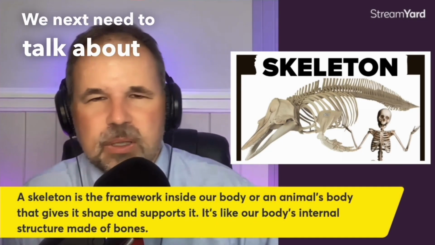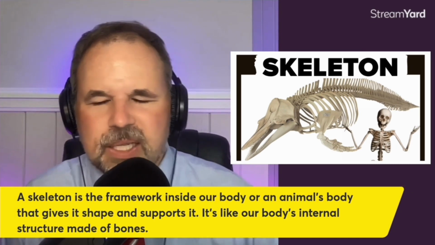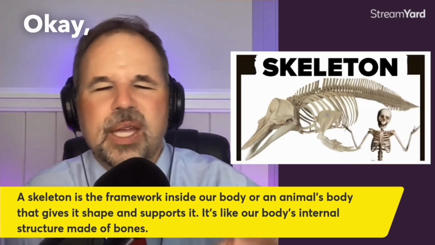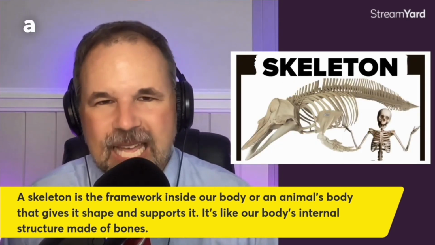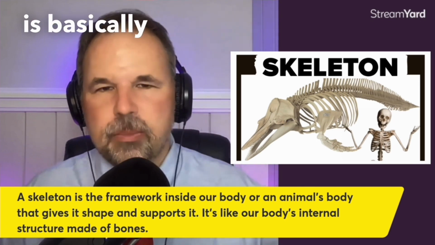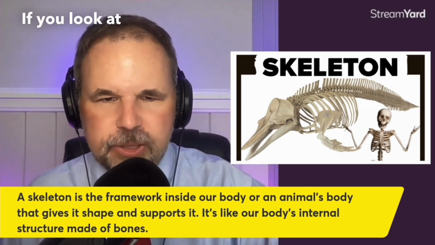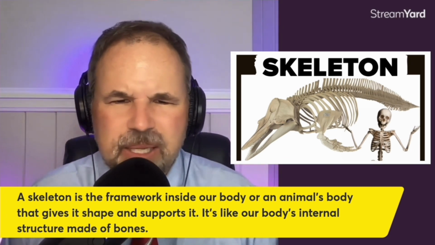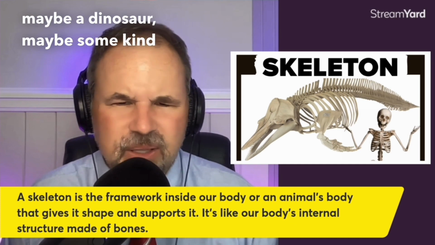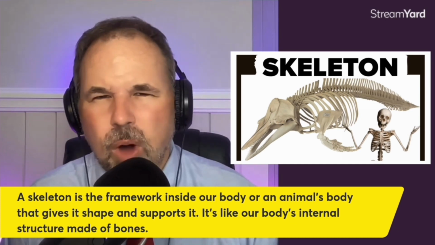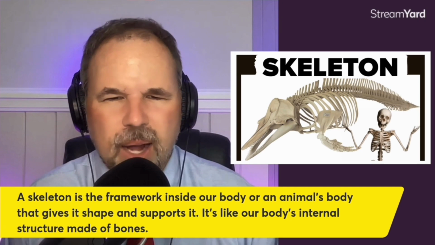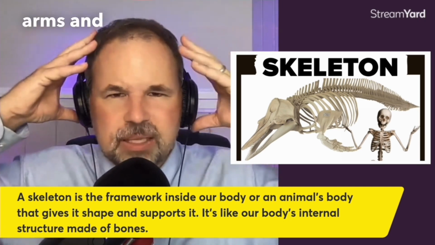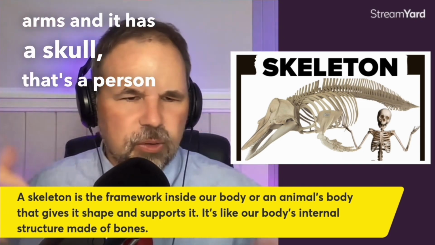We next need to talk about skeleton, because then we'll talk about something called an exoskeleton. In English, a skeleton is basically our bones. And if you look at that picture, there are two of them. One looks like maybe a dinosaur, maybe some kind of water animal. We might call it an aquatic animal. And definitely the smaller one, it has two arms and it has a skull. Man, that's a person for sure.